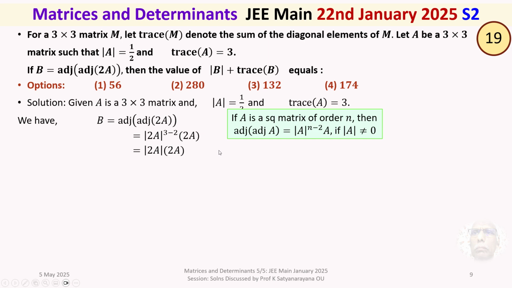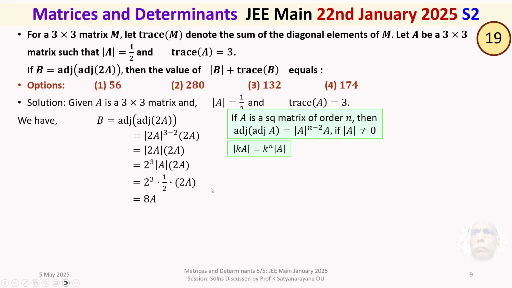And now we apply the determinant of k scalar times A is equal to k to the power n times the determinant of A, where n is the order of that square matrix A. A is a 3 by 3 matrix, therefore we get the determinant of 2A is equal to 2 cube into the determinant of A, multiplied by the matrix 2A. The determinant of A is 1 by 2, given to us. So 2 cube into 1 by 2 into 2A, simplify, you will get 8A.